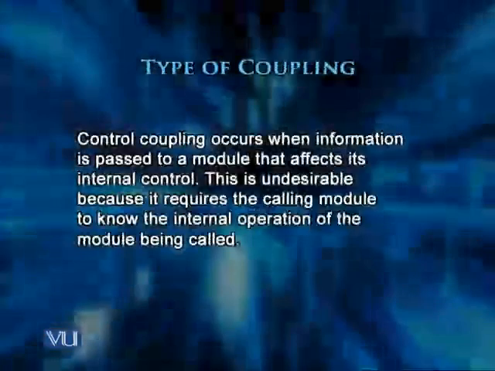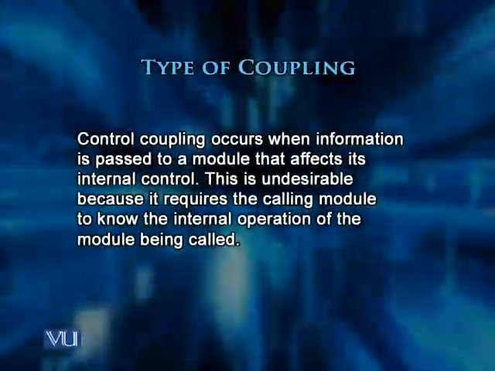The next form of coupling is control coupling. Control coupling occurs when information is passed to a module that affects its internal control. Now this is bad. This is undesirable because it requires the calling module to know about the internal operations of the module being called. So this is a form which is not desirable in coupling.